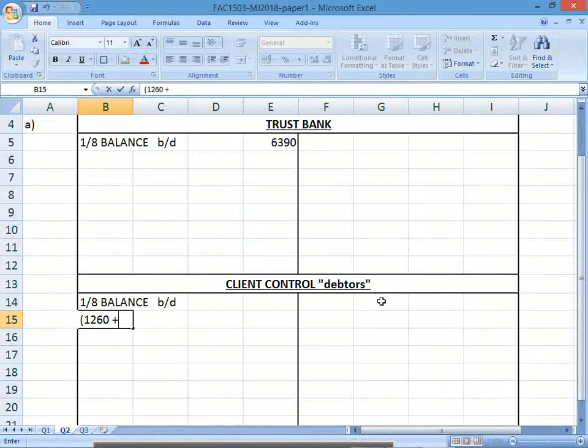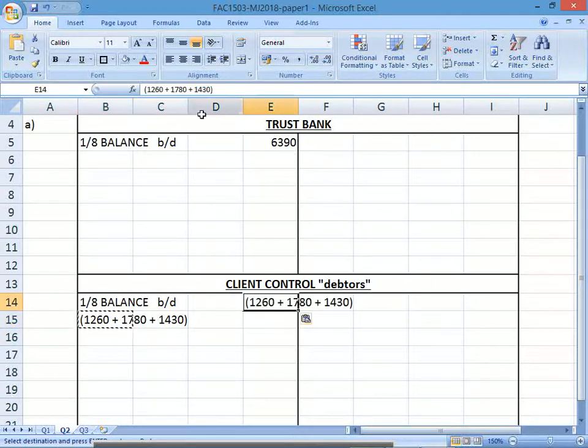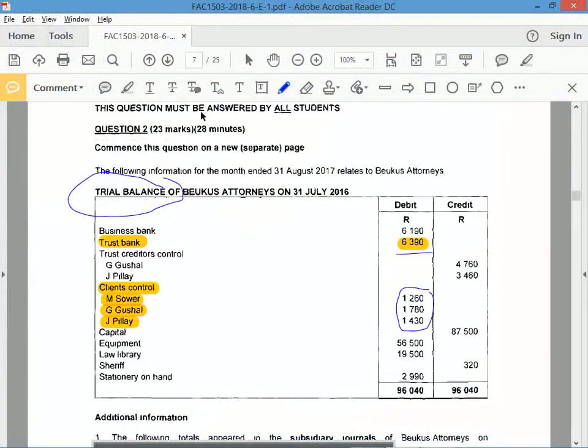1,260 plus 1,780 plus 1,430. Okay, the only reason why I'm doing it this way is because they asked for 1 ledger account, not 3. That's why I'm keeping it as 1. I'm grouping all the clients into 1 account. If I copy paste that and I get an answer, the calculator gives me 4,470. Tick, tick. Let's continue reading.